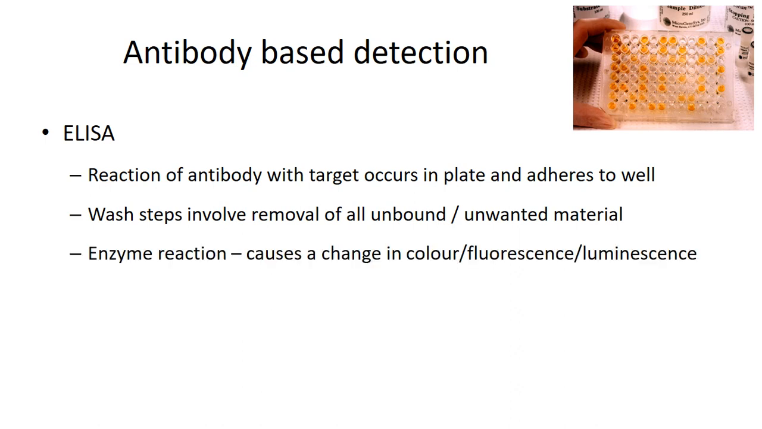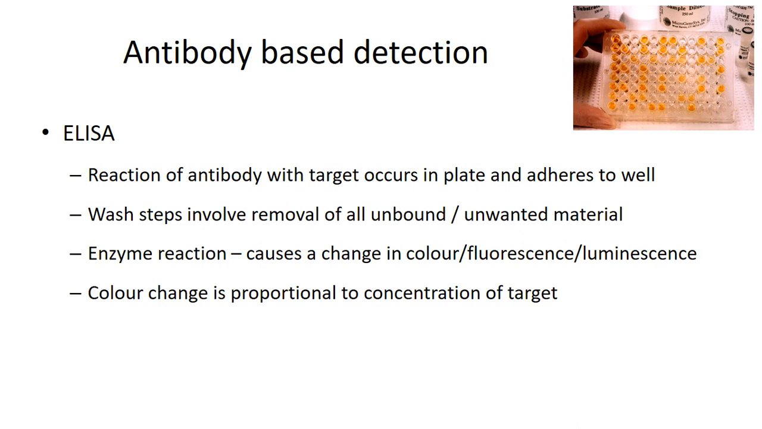And what we then do is we quantify the amount of antibody and antigen bound through an enzymatic reaction. The degree to which the enzyme converts the substrate into a product will give us an indication of how much antigen or target is present. Generally, the substrate and product will be different colors, so the change in color will give us an indication of how much antigen is present. The color change is proportional to the concentration of your target.